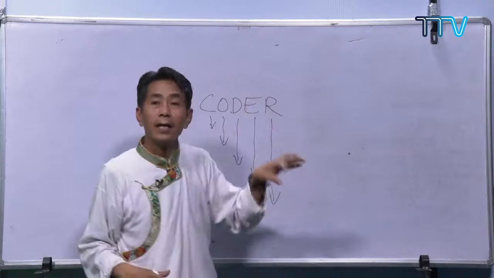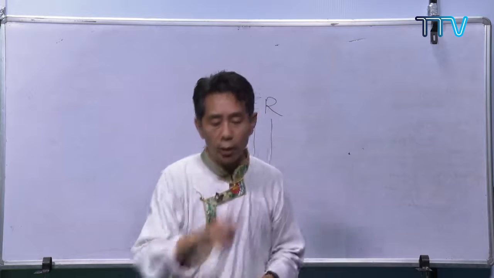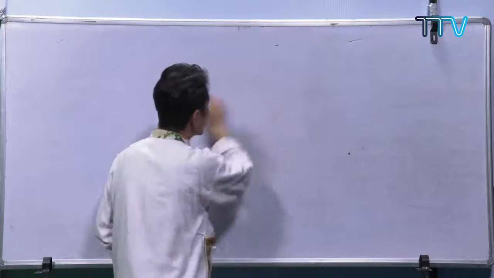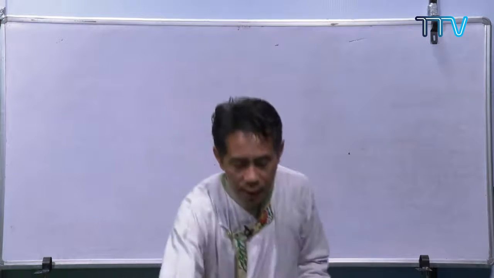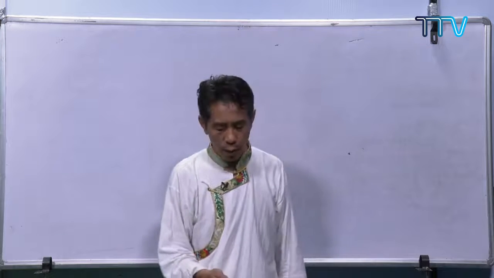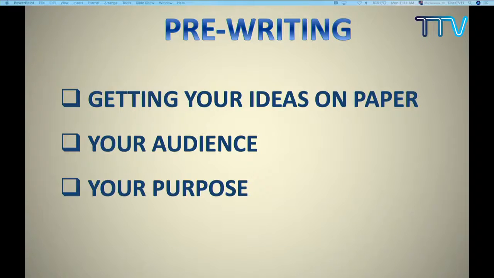Now, this is another form of writing process. We are going to stick to these 5 writing processes: pre-writing, drafting, revising, editing, and publishing. Now let us talk about pre-writing. What is pre-writing all about? From the word itself, you will get some idea. Before you write, what do you do? Get your ideas on paper.